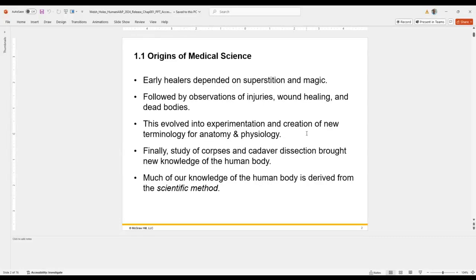We did create a whole new set of terms for anatomy and physiology that we use to this day. And a lot of it's from the original Latin. Finally, the study of corpses and cadaver dissection did bring new knowledge of the human body. And as I said, with the advent of scientific method, we had a much clearer path on how to study things properly.